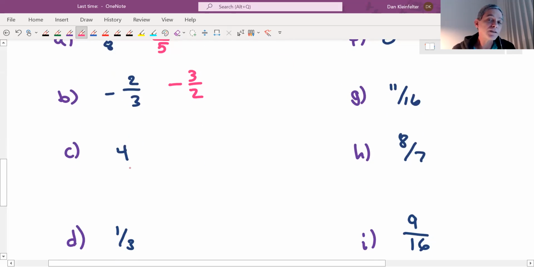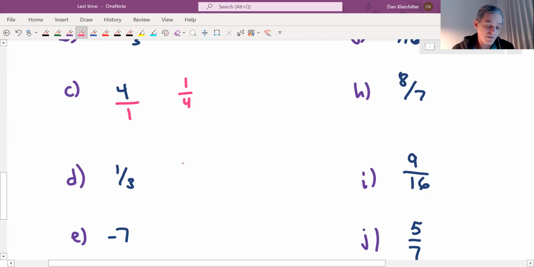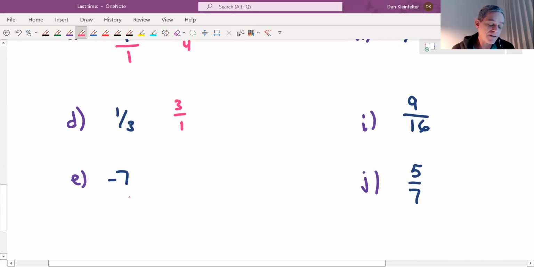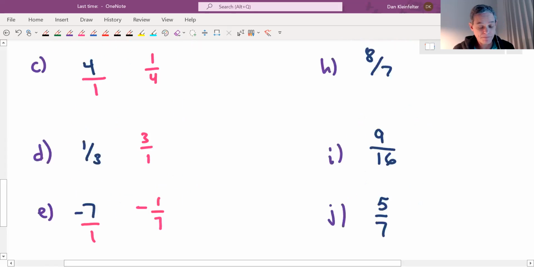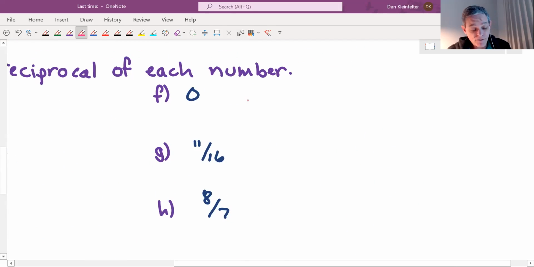Okay, 4. A lot of times people have trouble with this one because it's harder to visualize it as a fraction, but remember that 4 is the same as 4 over 1. And so to form its reciprocal, we will have 1/4. Okay, 1/3, its reciprocal will be 3 over 1. Negative 7, remember negative 7 is the same as negative 7 over 1, so its reciprocal will be negative 1/7. Okay, 0, 0 doesn't have a reciprocal, so we'll just say not possible.